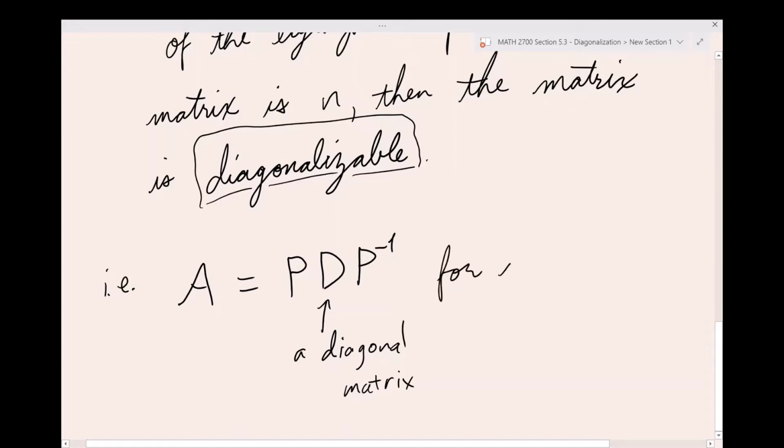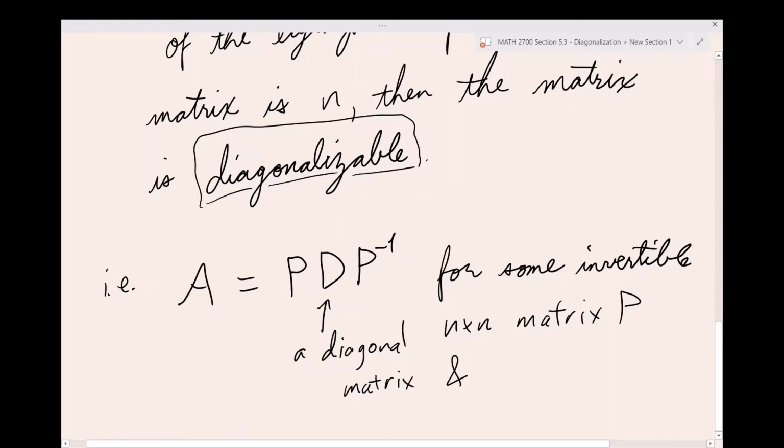So we'll say for some invertible n by n matrix P and diagonal matrix D.